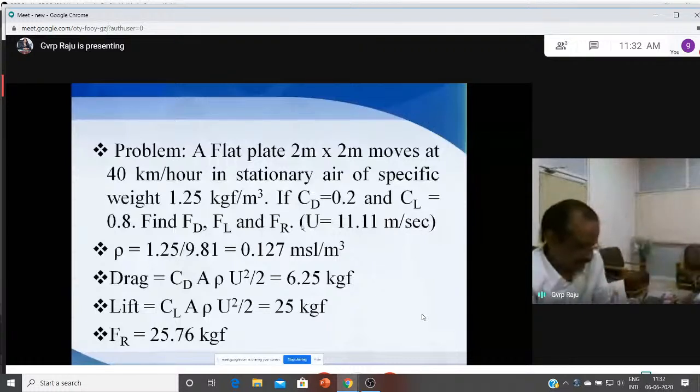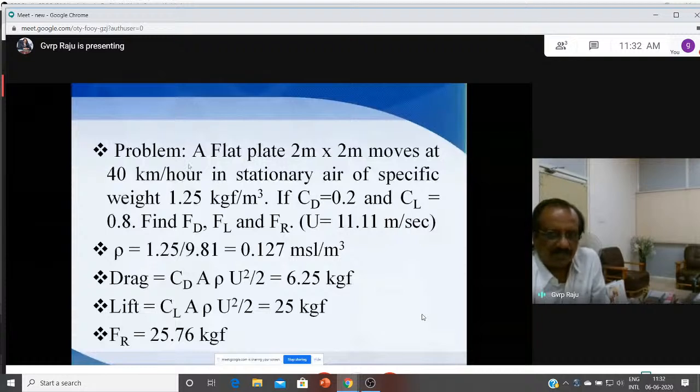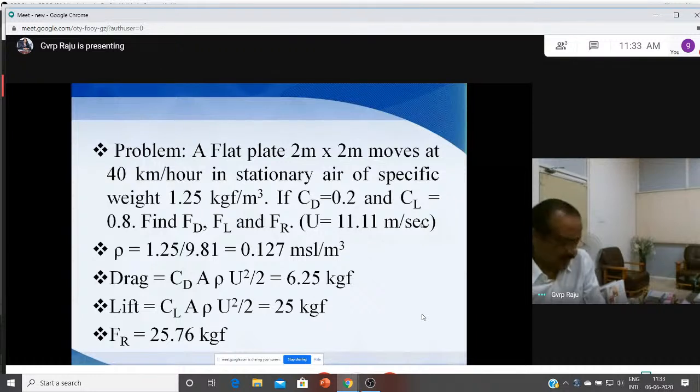So he has given the velocity in kilometers per hour; convert to meters per second. So 40 into 1000 by 60 into 60. That is U equal to 11.11 meters per second. Mass density is W by g. So 1.25 by 9.81, which is 0.127 kg force second square per meter cube. So that is the mass density.